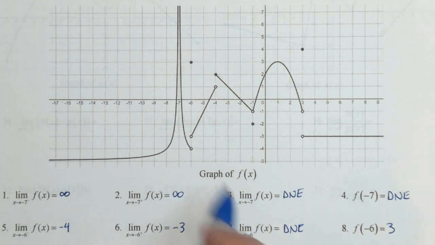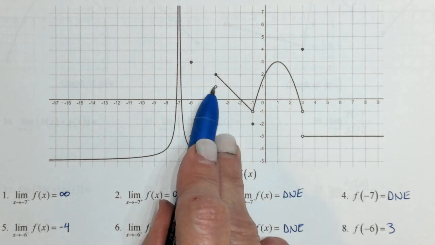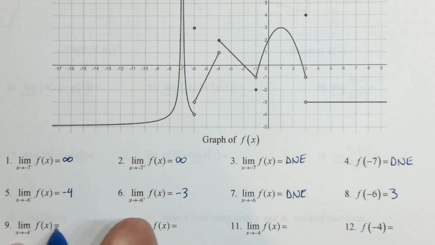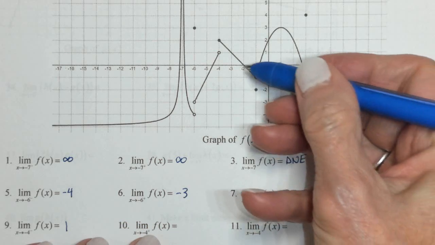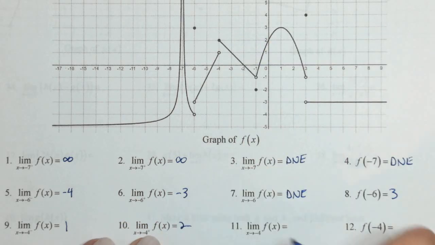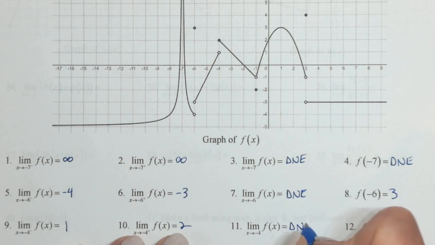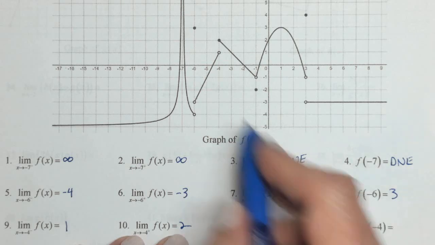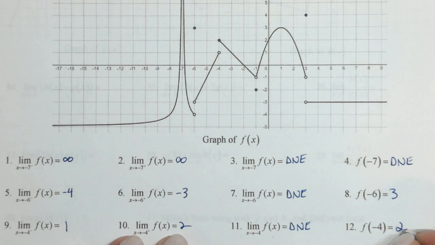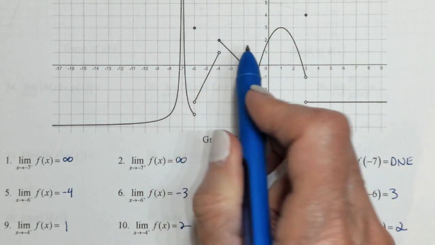Okay, -4 from the left. -4 from the left is 1. -4 from the right is 2. They do not match, so the overall limit is a DNE, does not exist. F of -4 is 2. You look for the solid dot.